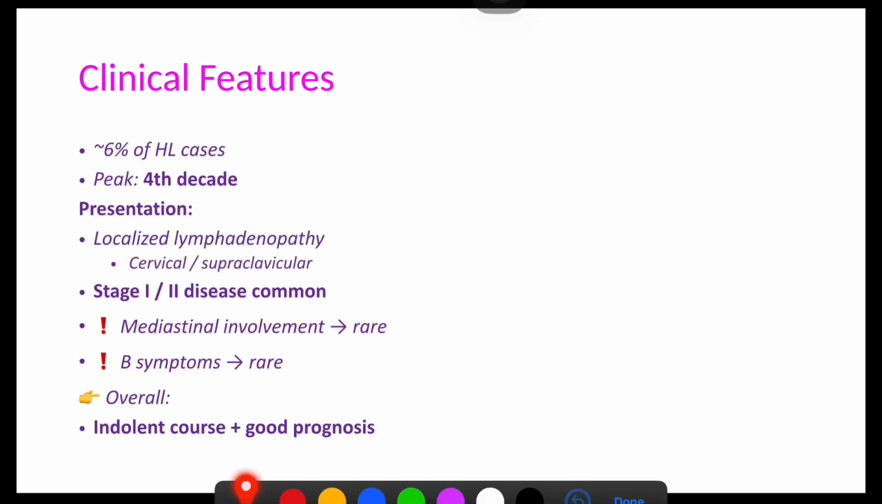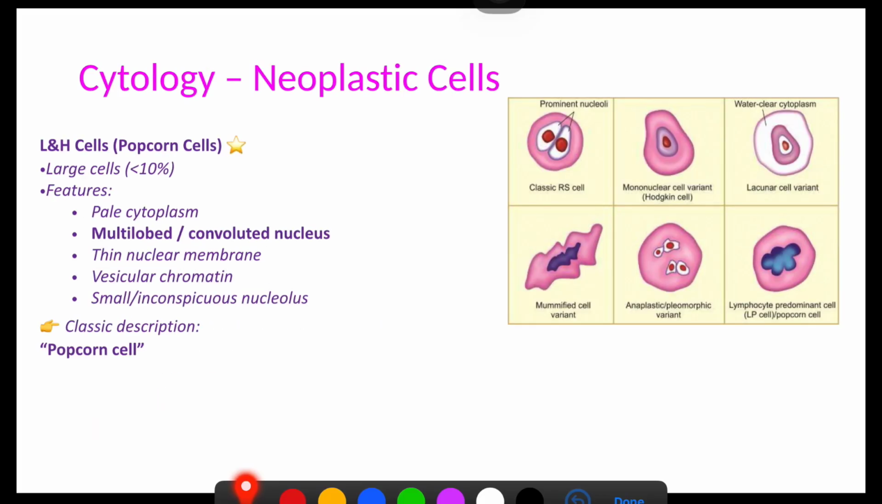Clinically, 6% of HL cases show these features. The fourth decade is the peak. The presentation is localized lymphadenopathy, mostly cervical and supraclavicular. Stage 1 and 2 disease is common, and here mediastinal involvement is rare and B symptoms are rare, so it has an indolent course and good prognosis.